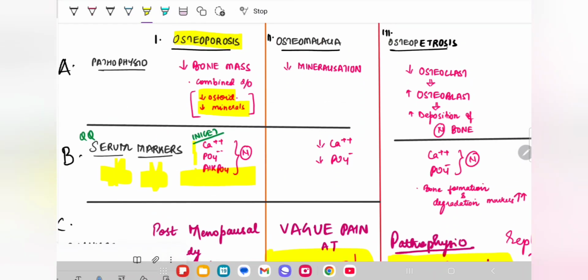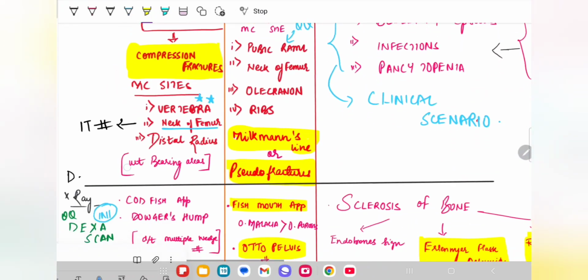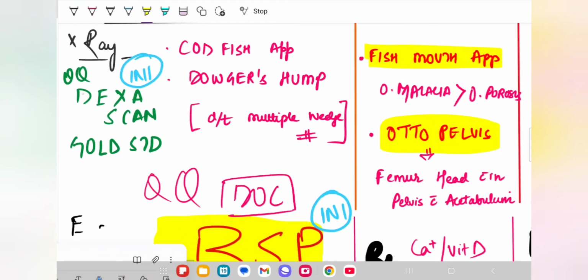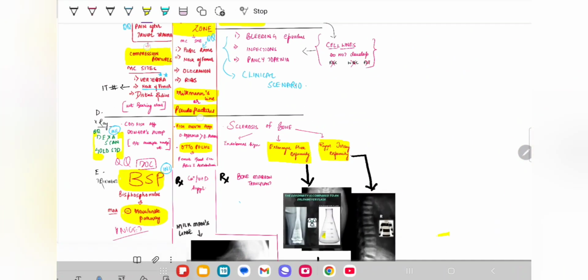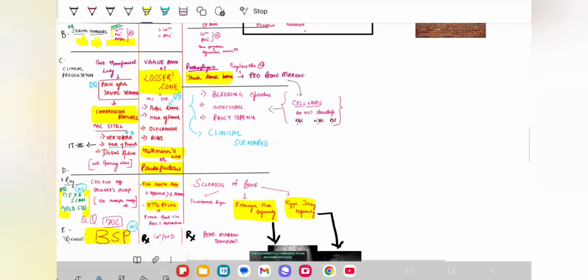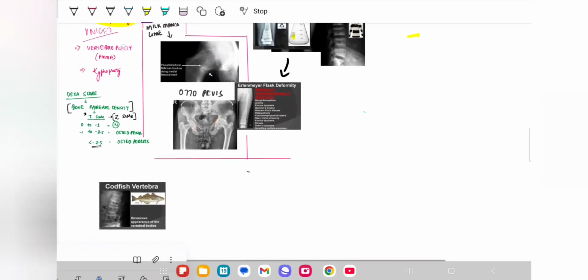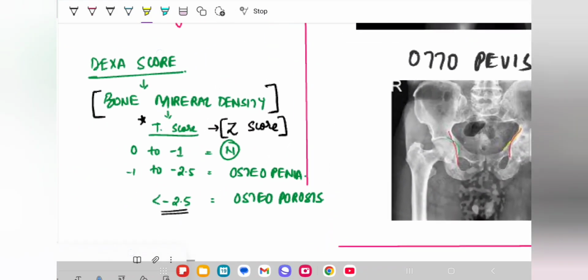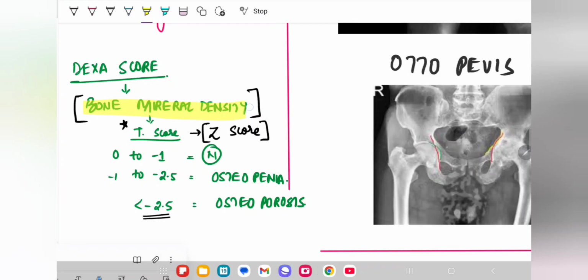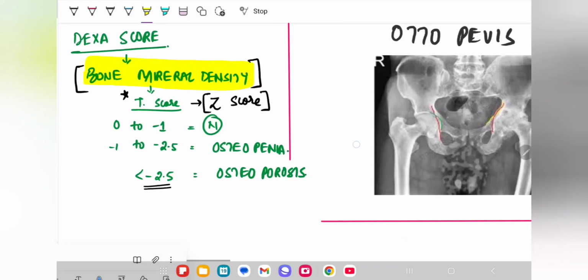So in osteoporosis, there's decrease in bone mass. That's why the investigation of choice in case of osteoporosis is DEXA scan. This is also an important MCQ. Remember, in osteoporosis there's decrease in bone mass, and that decrease in bone mass is detected by DEXA scan. What does DEXA scan do? DEXA scan determines the bone mineral density, which is decreased in case of osteoporosis.